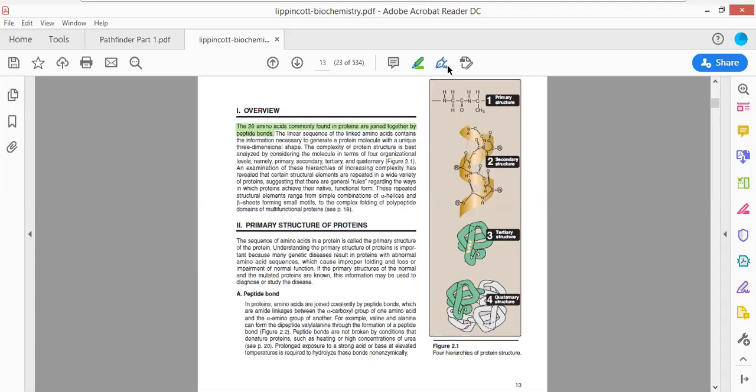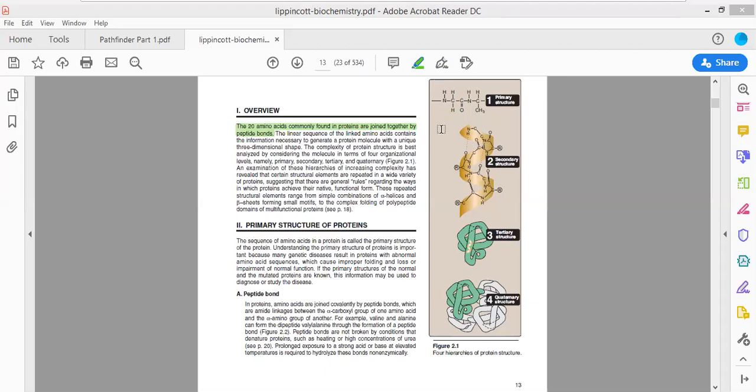You can find that there are hydrogen bonds present here, and these hydrogen bonds will lead to the formation of another hierarchy of protein structure, and that is referred to as the secondary structure of protein.